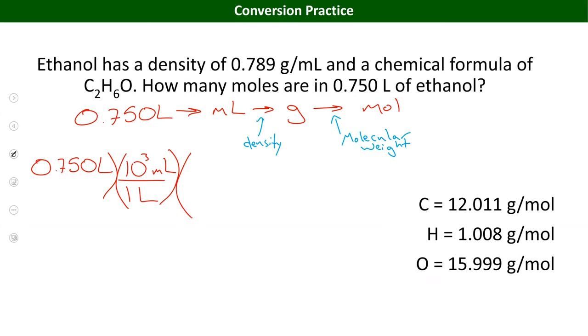All right, so going from liters to milliliters, should be pretty comfortable with that by this point, right? Double check that you didn't divide by 1,000 when you're supposed to multiply by 1,000, but other than that, not too tricky.